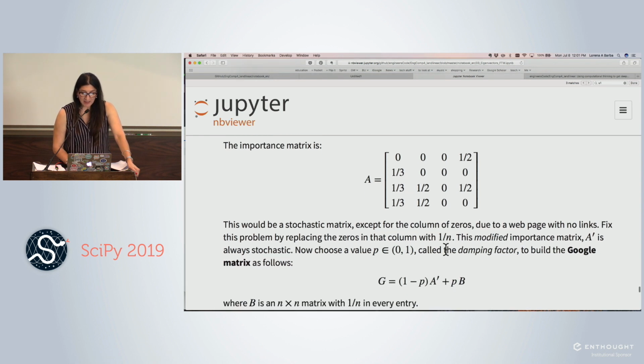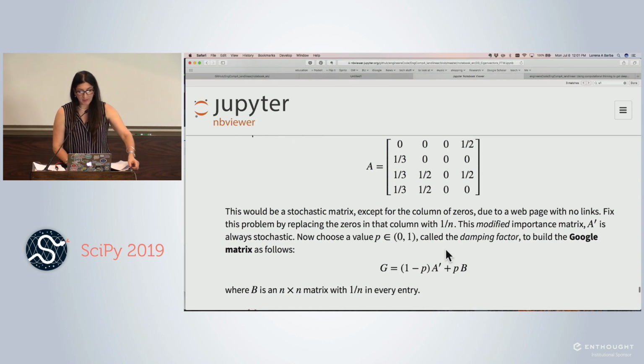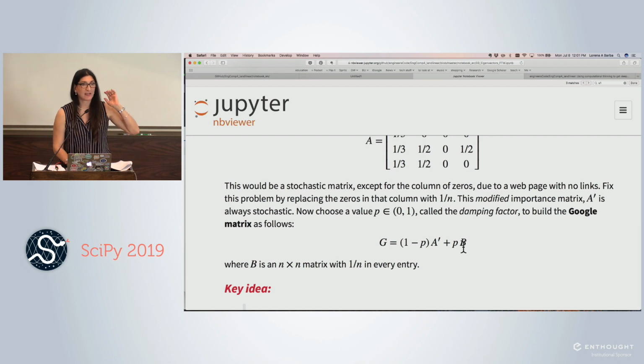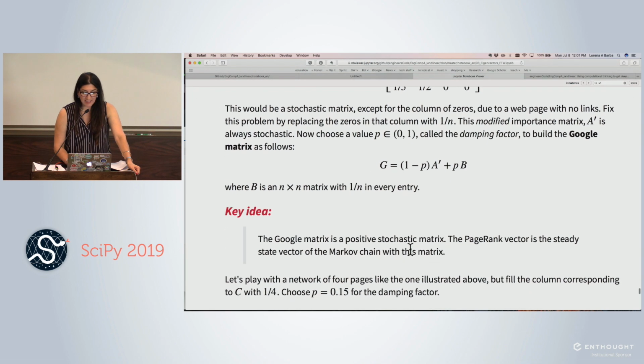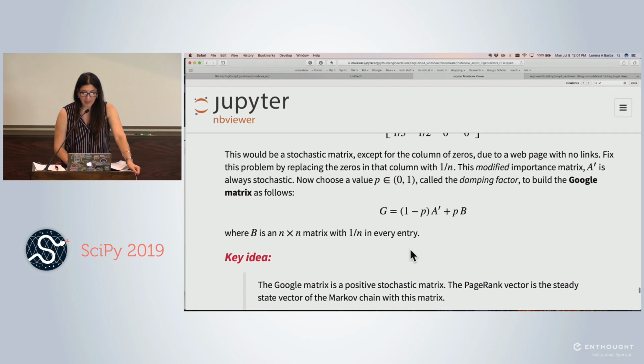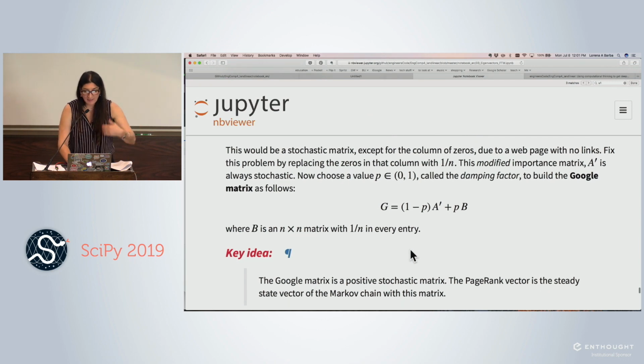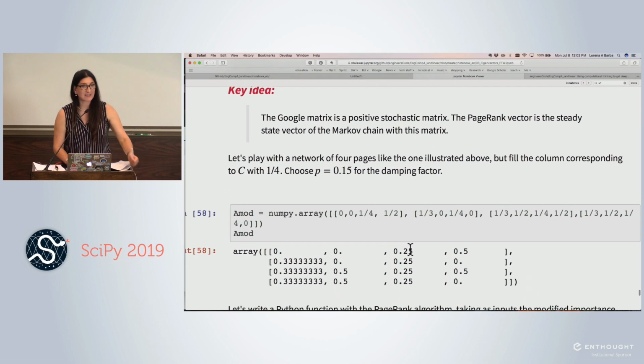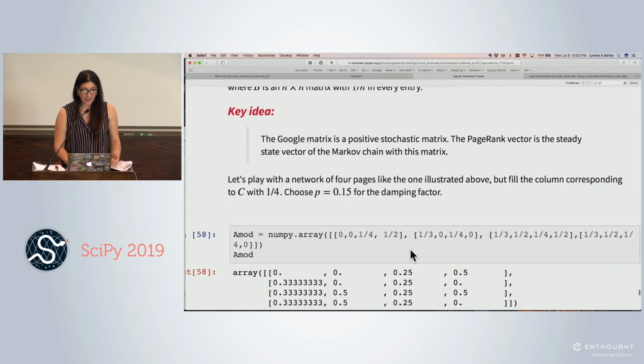And then there's an extra step of damping this effect with an equal random likelihood of any page being visited, and that's represented by the last term here. Now, the key idea is that this matrix applied successively leads to a steady state, and you can solve for that steady state via an eigenvalue problem.